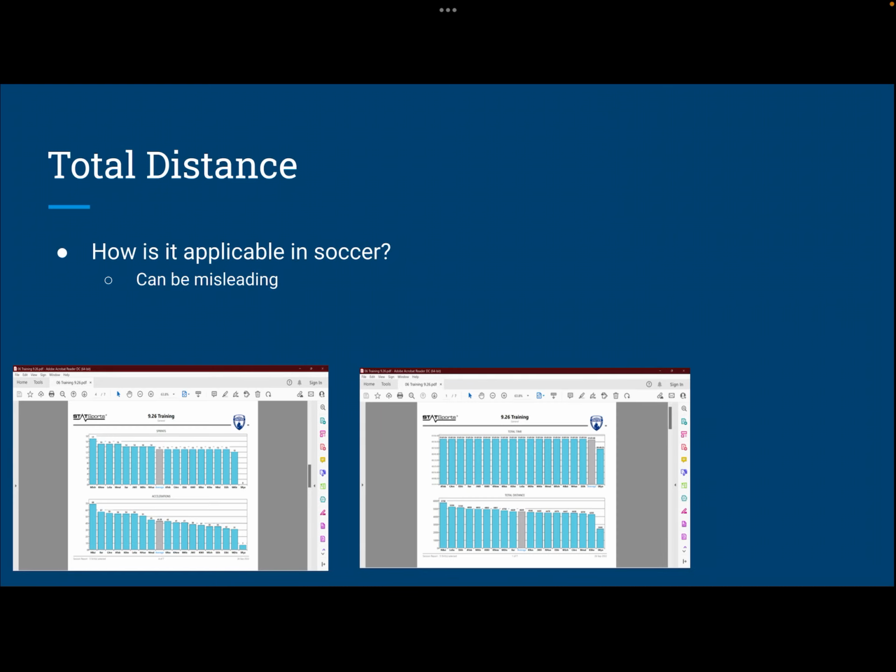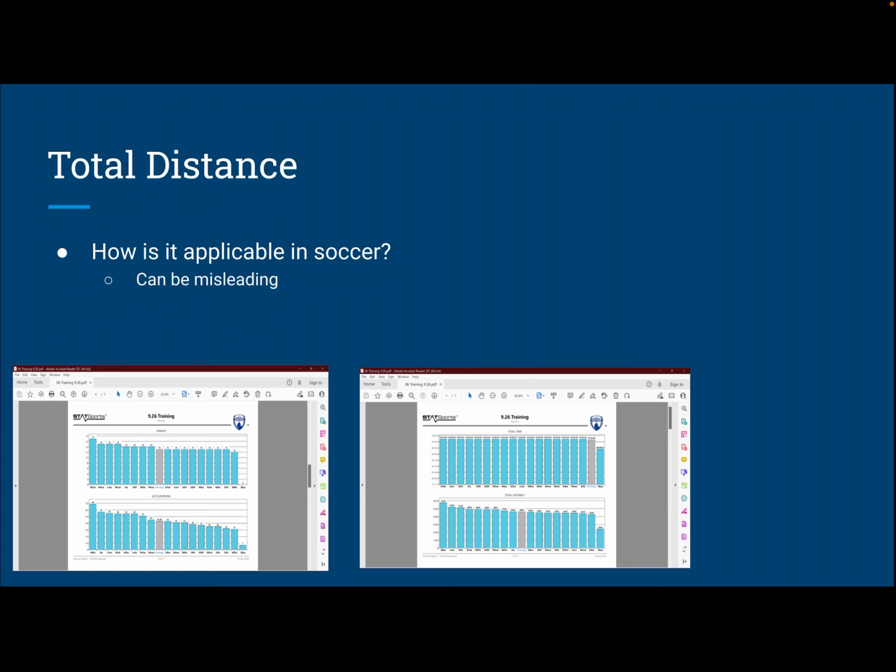So how is it applicable in soccer? Well, like I was just saying, it can be misleading, right? Because it measures everything that you do. It measures the walking, it measures the jogging. Those movements aren't as likely to affect a drill or a game as your more explosive movements like sprinting or like accelerating. And so because of that, some teams don't even report out this total distance, right? They just use it to measure those other things like sprinting, like accelerations.